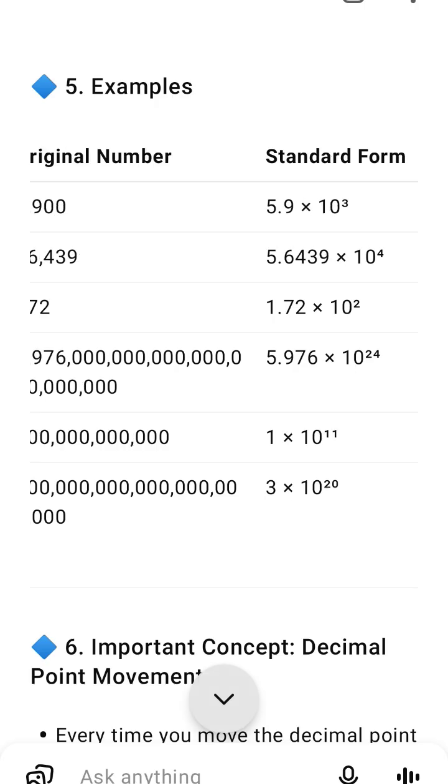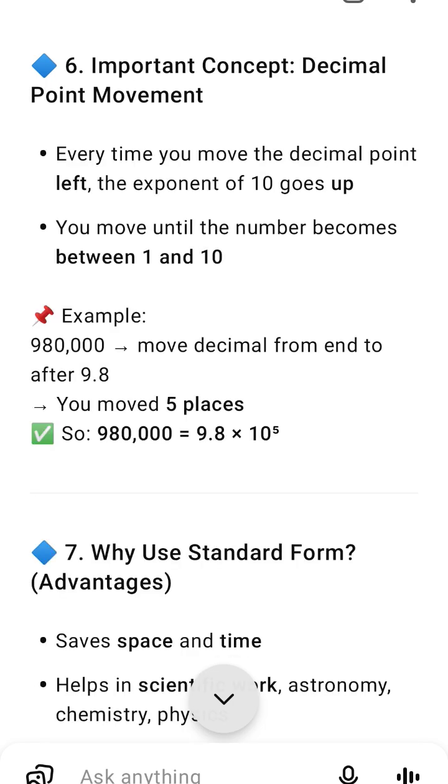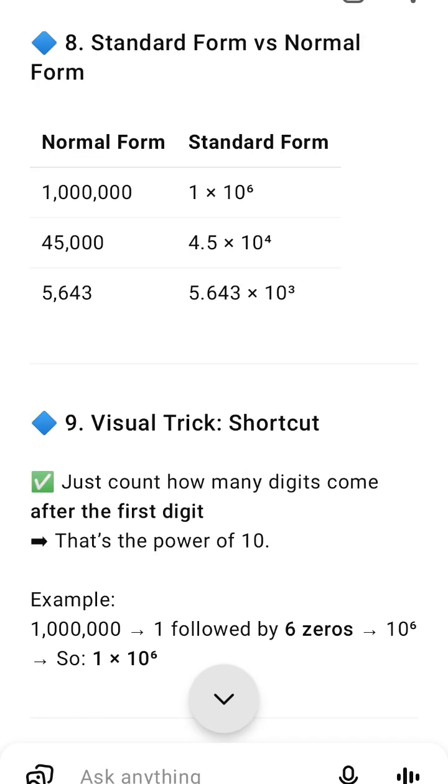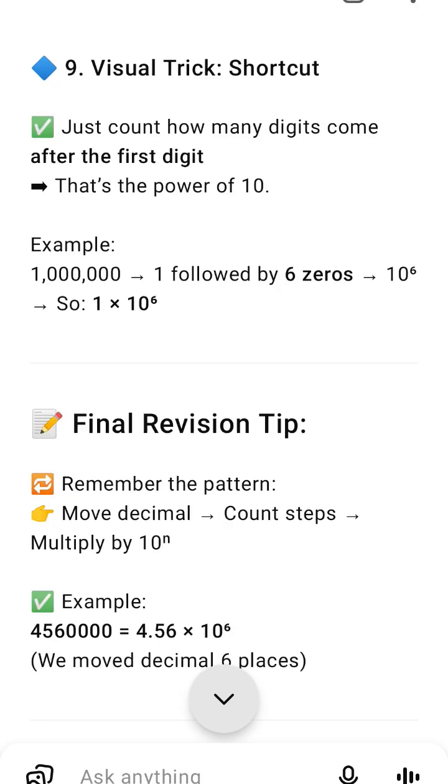9. Visual shortcut. Count how many digits are after the first digit. That's the power of 10. 1,000,000 is 1 followed by 6 zeros, 10 to the power 6. So, 1 times 10 to the power 6. Final revision tip. Remember the pattern. Move decimal, count steps, multiply by 10 to that power. Example, 456,000 equals 4.56 times 10 to the power 5. We move the decimal 5 places.